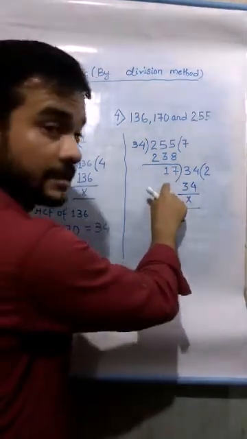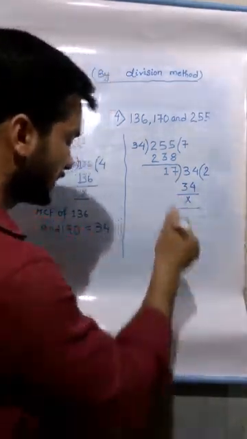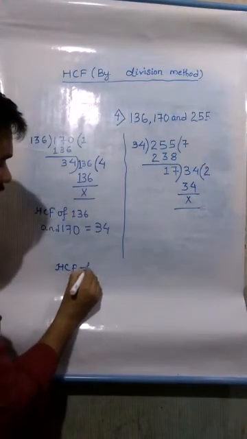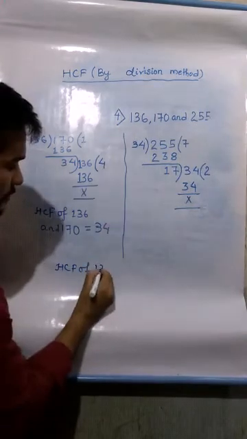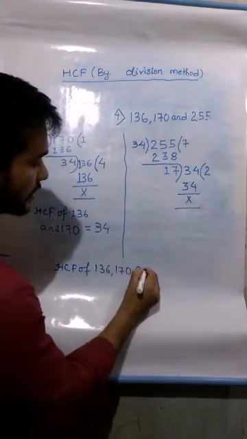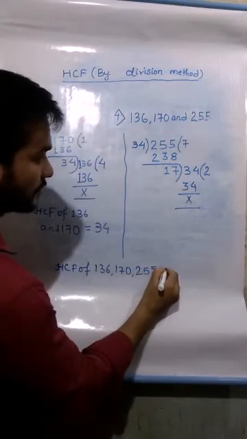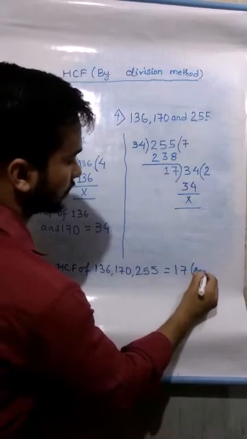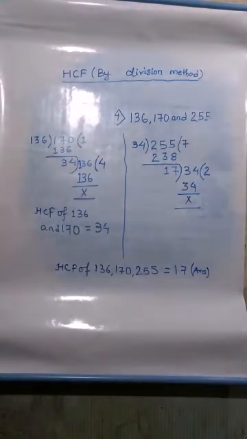This is the last divisor which will become the HCF. So write HCF of 136, 170 and 255 is 17. Answer.